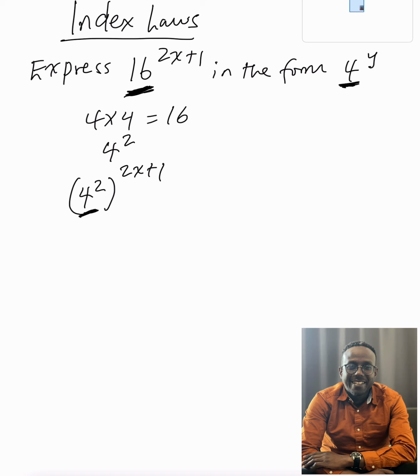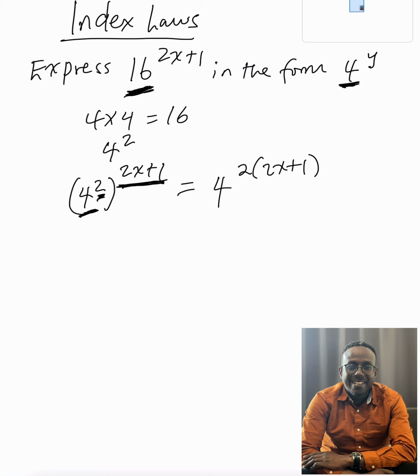If you remember, when we have a squared here, this 2, we have to multiply it by whatever the power is, and then we can leave the 4 on its own. So we are going to multiply this power by 2x plus 1. So this is going to equal, I'm going to write the 4 as it is, and then the 2, I'm going to first leave in bracket here, multiplying it by 2x plus 1. That's the same thing.